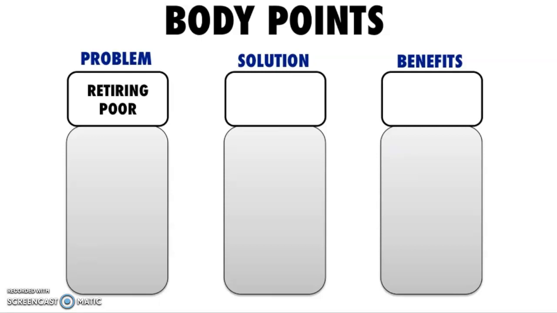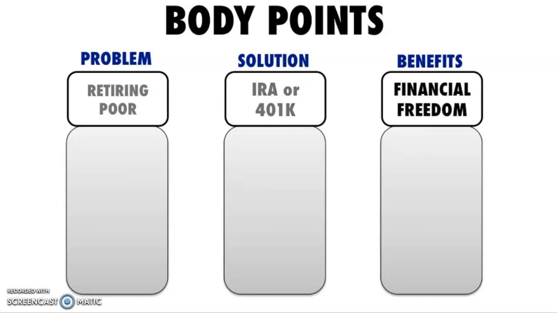If we're talking about retiring, we're talking about the problem of retiring poor. By the time they get to retirement age, they do not have enough money or they're not financially able to support themselves. So this is the problem, and you need to convince your audience that this is the problem. So what would be a solution? An IRA or a 401k or a 403b. This is some type of saving that most people that are looking towards retirement have.